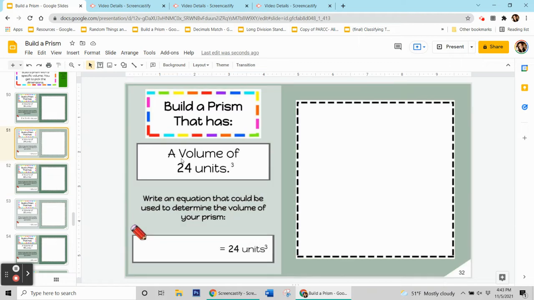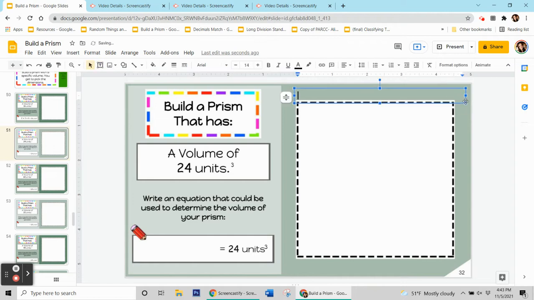So let's do this one. The volume has to be 24. So basically, you have to think of something times something that gets you to 24. A good way to do this is to think about your factors of 24, because you have to make the base and then add that up to get there. So you do need to be multiplying to get to 24.